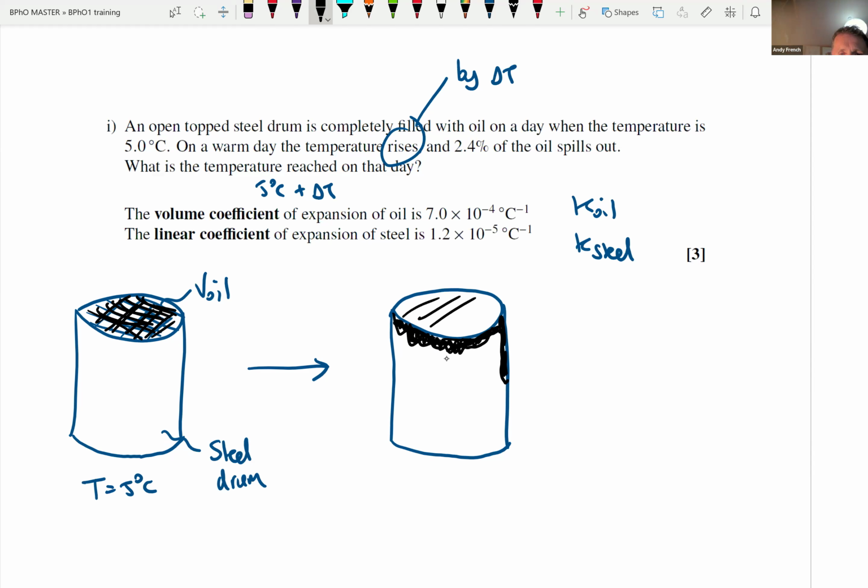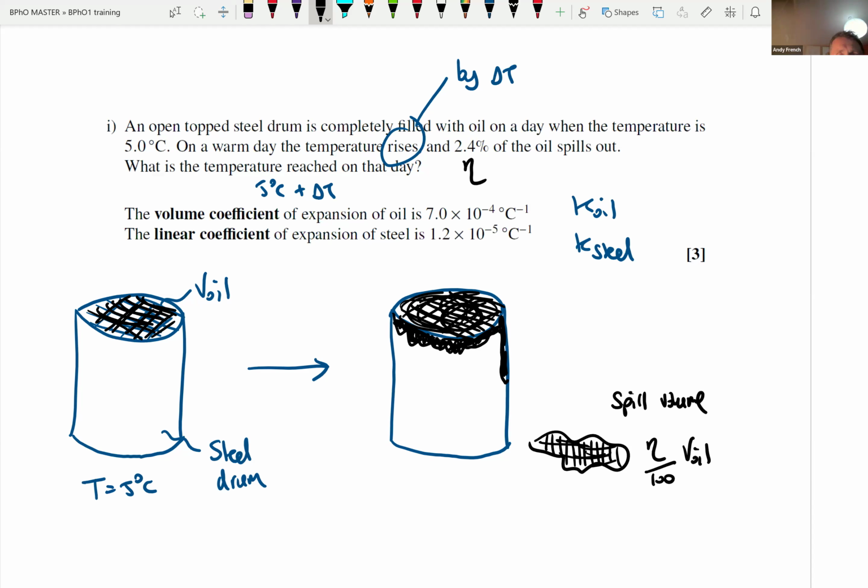But in all seriousness, the diagram, even if it takes only a few seconds, gets you to anchor your thoughts. We've got an oil spill here, here's my oil which I spilled. So what have we got? We're told 2.4% of the oil spills out. Let's give that a symbol. I'm going to use eta for this one. So eta over 100, because eta is a percentage, V oil is the spill volume.